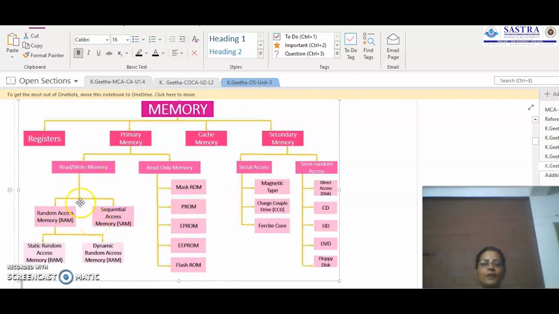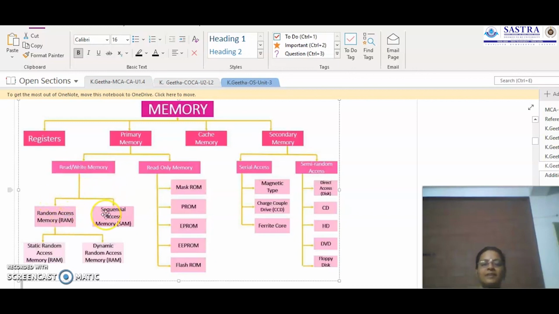Now coming to this read and write memory, it is classified into two categories based on the type of access it is supporting. One is called random access memory, and another one is called sequential access memory. So what do you mean by random access? At random, you can go to any location and access the content. Whereas in sequential access, right from the beginning, from the first track, you have to access the memory.